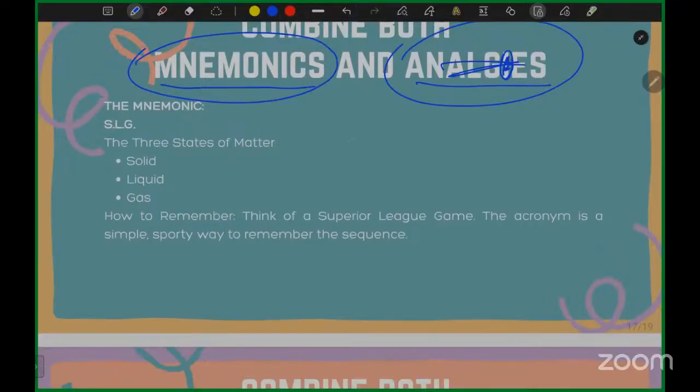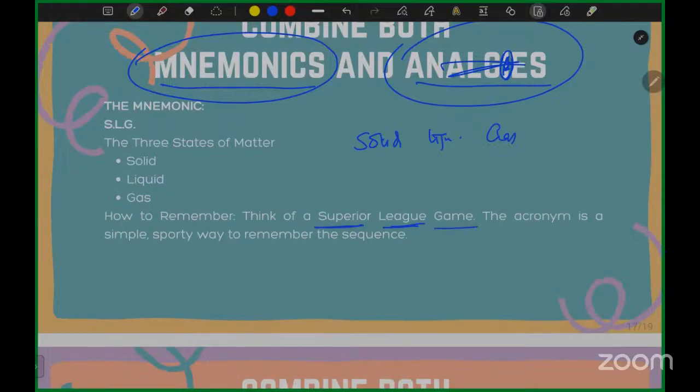Students in lower classes will have some difficulty remembering the states of matter: solid, liquid, and gas. But students are very much addicted to games, right? In games there is a term called super league. Have you heard of the term? If you have not heard it, you can ask your children or the students in the next class. This word is familiar: super league is a famous term.